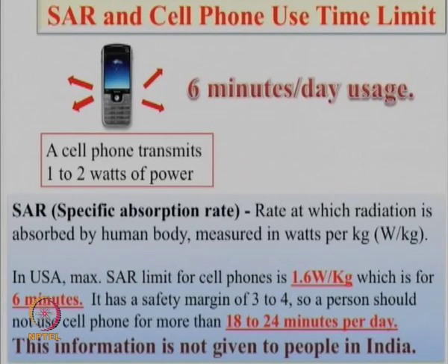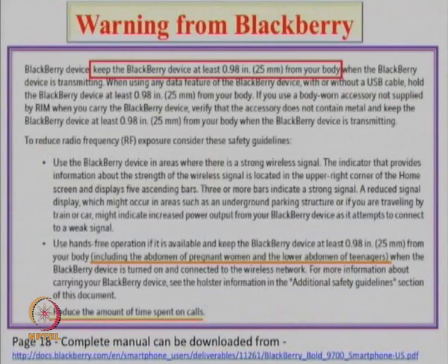But let's see what warning signs are given on some of the mobile phones. I have just listed the BlackBerry here, but similar things are given by iPhone and other phones also. So let's see what it says. The BlackBerry says to keep the device at least 0.98 inches or 25 mm from your body. That means when you want to make a call, you should measure the distance of about 25 mm, 1 inch, keep the phone like this, and then make a call. Do you really make a call like this?